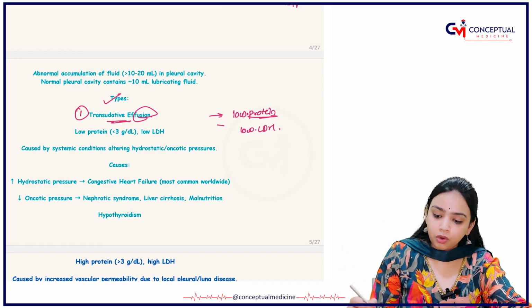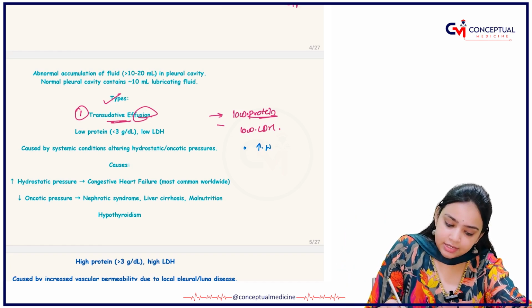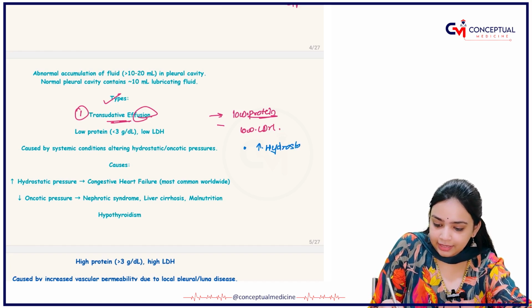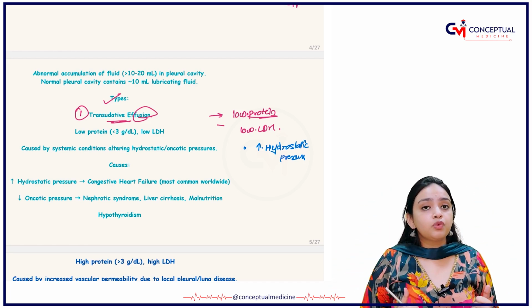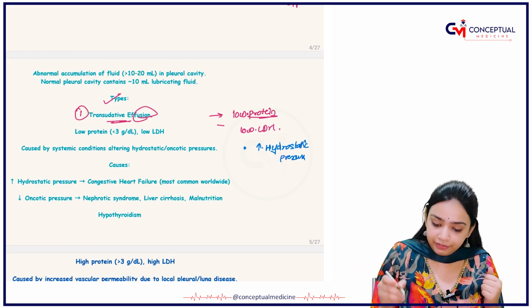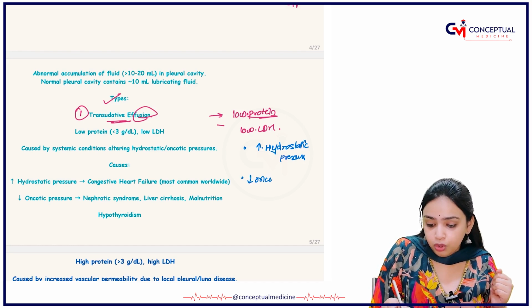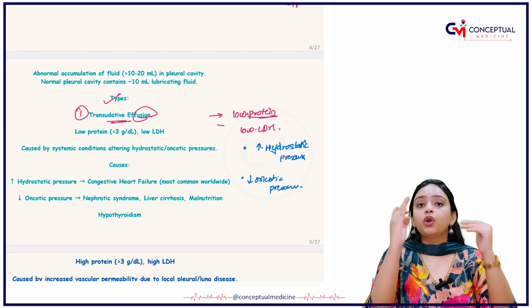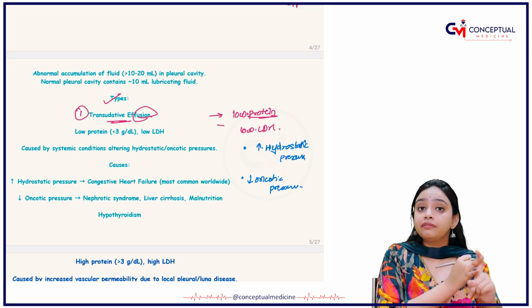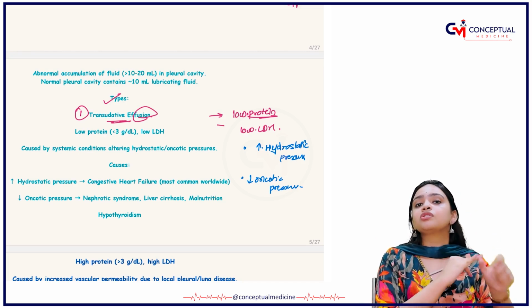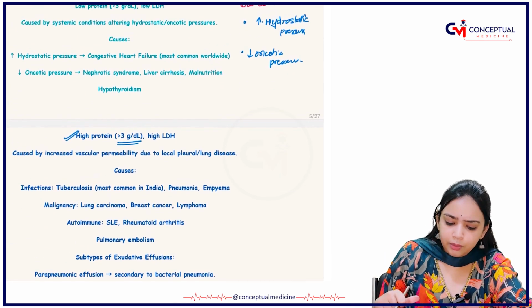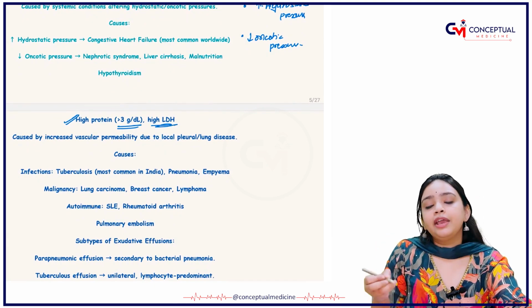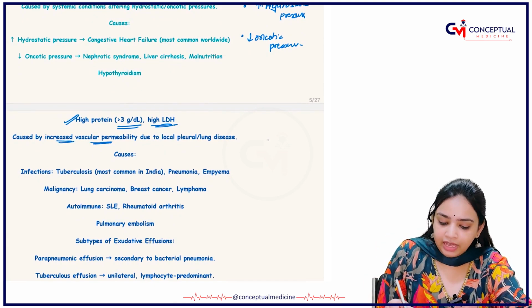What are the causes? There is increased hydrostatic pressure, as a result of which there will be congestive heart failure. Second, there will be decreased oncotic pressure. And we all know, if there is a decrease in the oncotic pressure, there will be nephrotic syndrome, liver failure, and liver cirrhosis, right? If there is high protein, that is more than or equal to 3 grams per dl, or a high LDH, they are basically caused by increased vascular permeability.